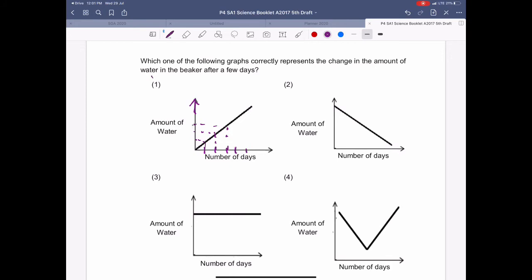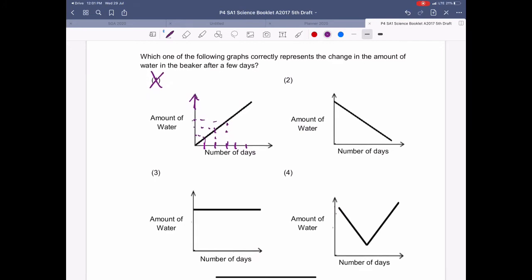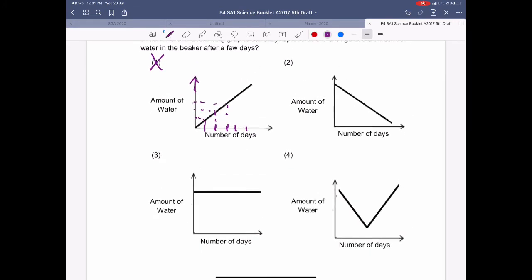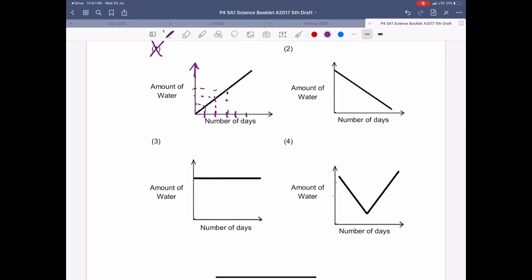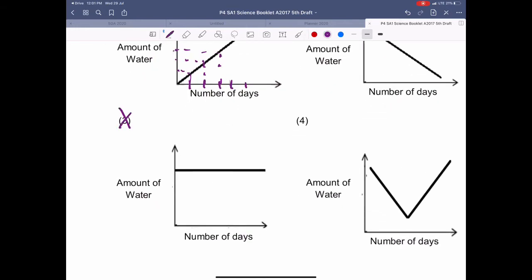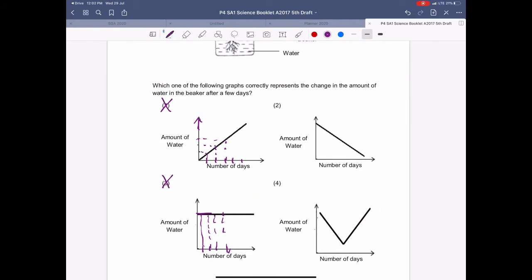Why? Because we know that the plant will take up water for photosynthesis. So 1 is wrong. Let's look at the wrong ones first. Let's look at 3. I can tell you straight away that 3 is also wrong. Because what does it mean? As the number of days increases, the amount of water remains the same. That means your plant doesn't use any water.